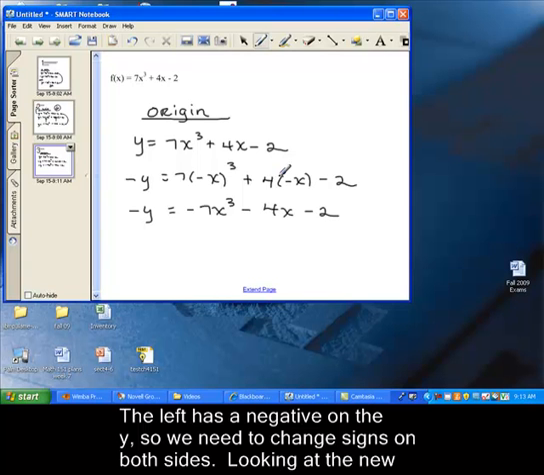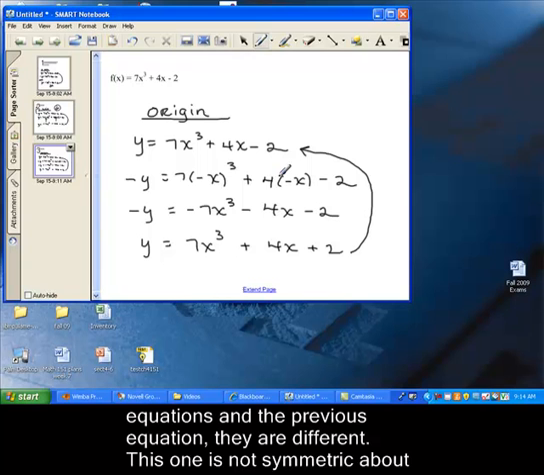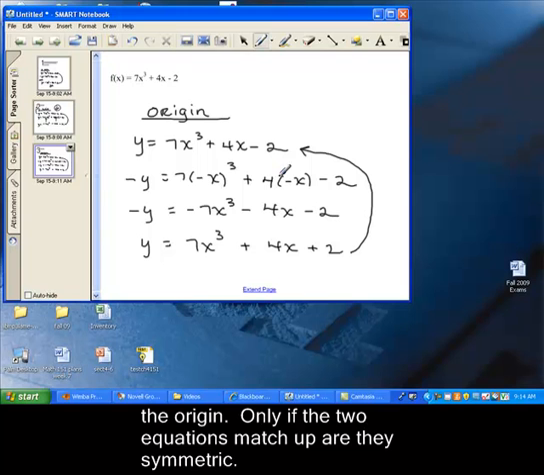We've changed the right-hand side of the equation. We haven't looked at the left-hand side. The left-hand side has a negative y on it. We don't want a variable with a negative on it on the left-hand side, so we're going to change that to a positive y, and if I change that to a positive y, I have to change all the signs on the right. Now, looking at the new equation and the previous equation, they are different, so this test is also null. This equation is not symmetric about the origin.